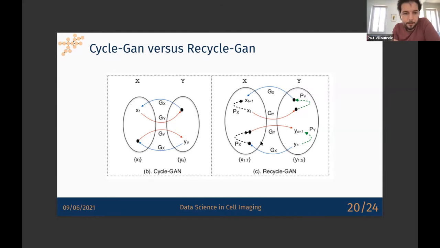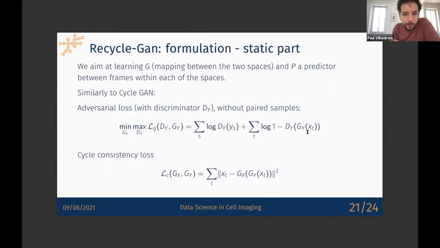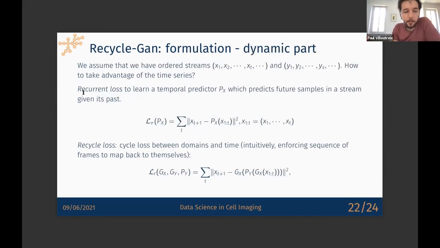So more precisely, you still have the same adversarial loss in each of the spaces to encode as well as you can the data from the other domain. The cycle consistency loss, which tells you that if you go from one domain to the other and back to your domain, you're as close as possible to the initial point. And you add another loss, which is called the recurrent loss, which is how to learn a temporal predictor, which predicts future samples in a stream given its past.